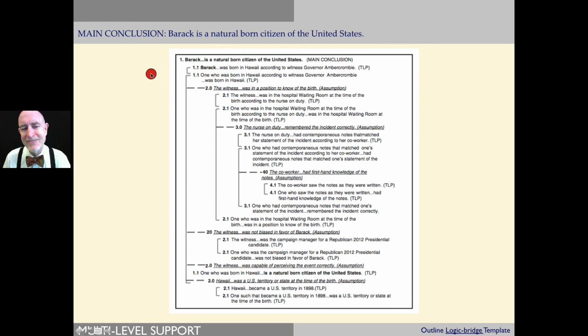So these inferential lattices can get quite involved, but they're kind of a fun puzzle. And it helps you realize how interconnected the pieces of a logic bridge can be.